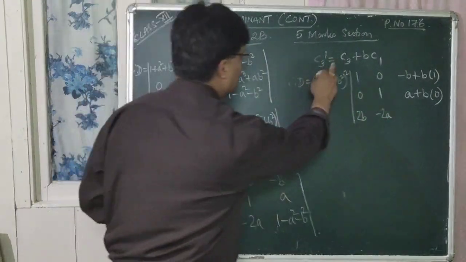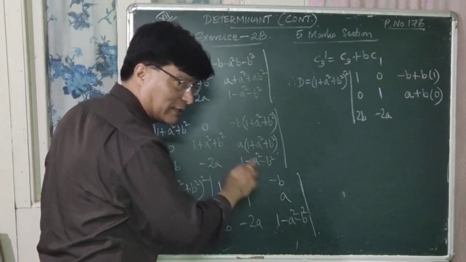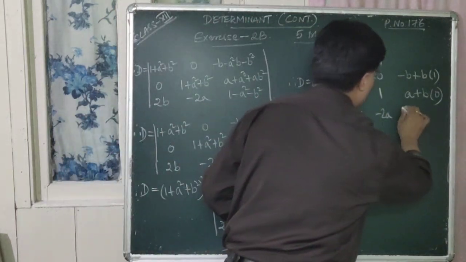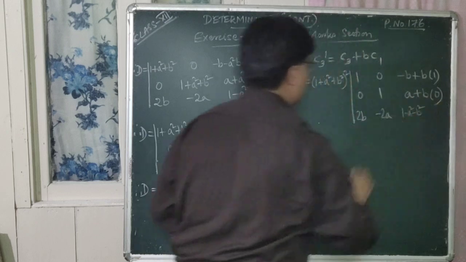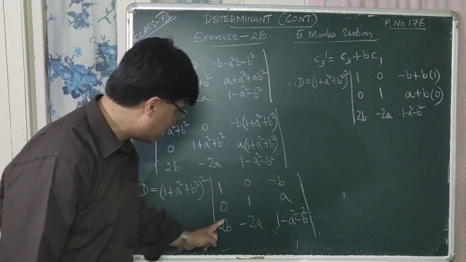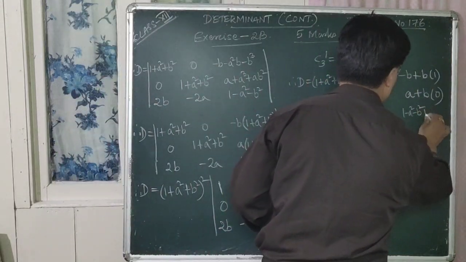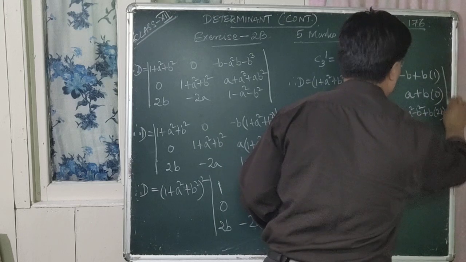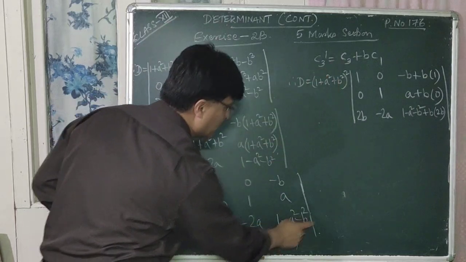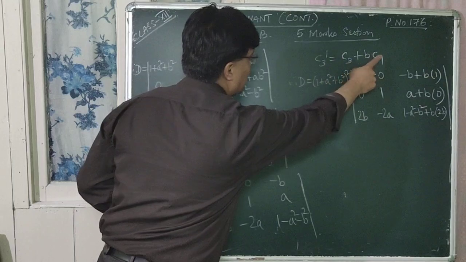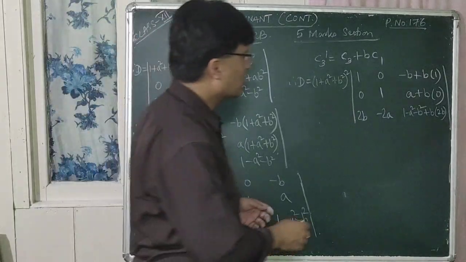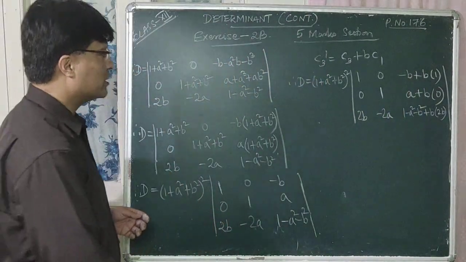Next. Again, what is the new element of the third column? C3 dash is C3. C3 means 1 minus a square minus b square, plus b is fixed, constant. b into what? b into 2b. Is that clear? The third element: C3 means 1 minus a square minus b square, it is written there, plus b into C1. Plus b into C1 means b into 2b. Right? So here the determinant sign is closed. So let us simplify it.